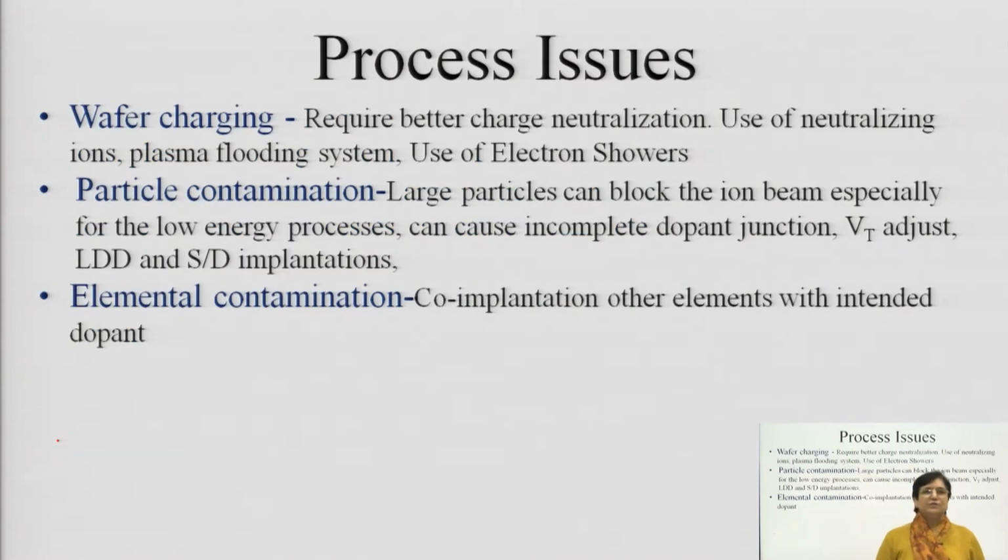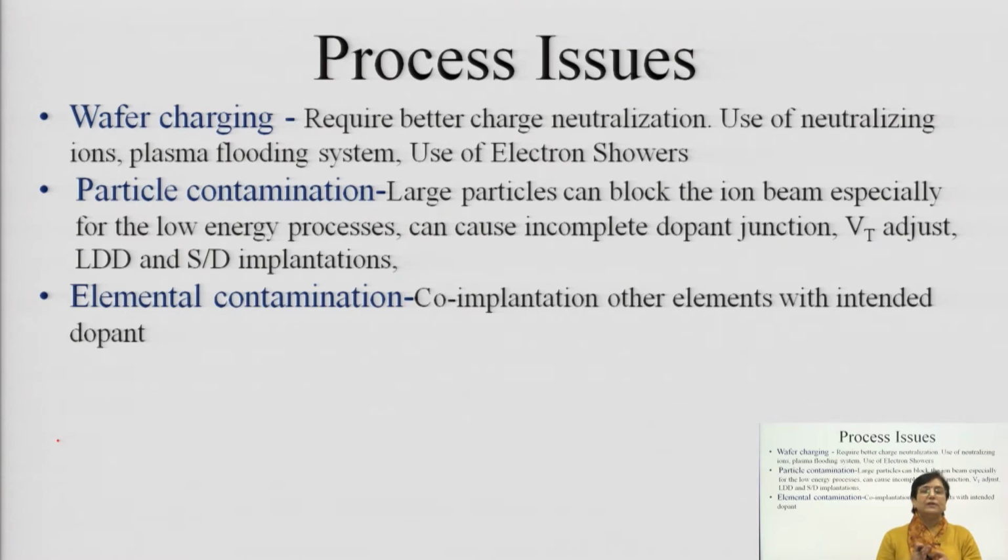So, what are the process issues? Very first process issue is, whenever we are carrying out the ion implantation, you also know that the charged ions or charged species are striking against the wafer. Whenever these charged species strike against these wafers, there is a possibility of recoil, and some charges are getting accumulated and imparted onto the substrate.